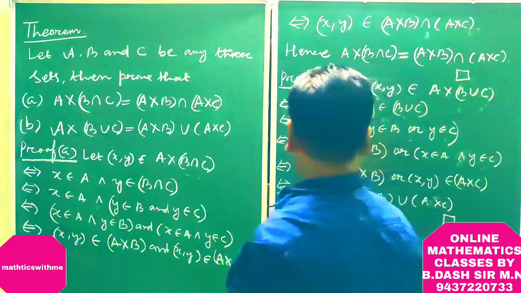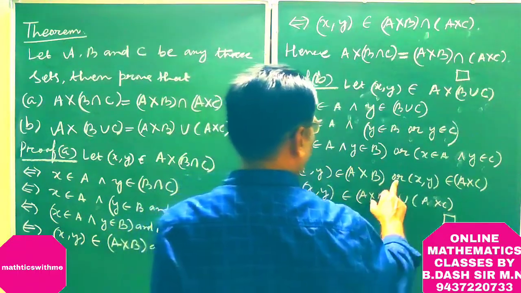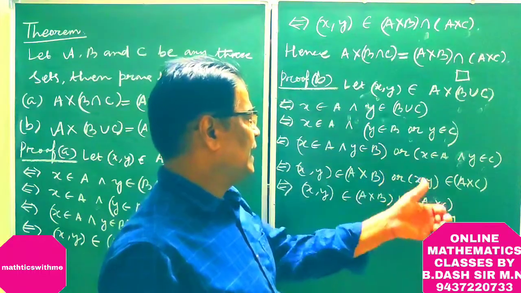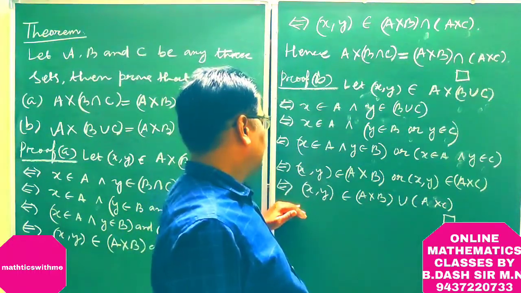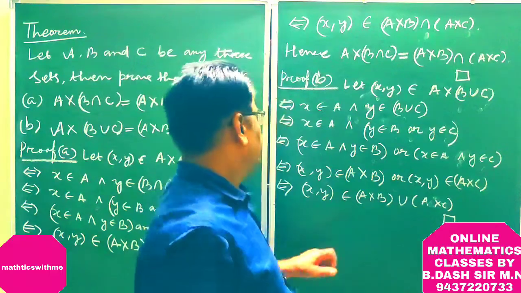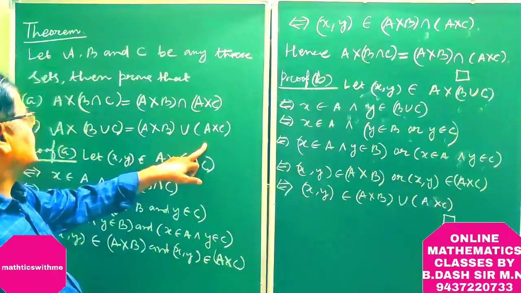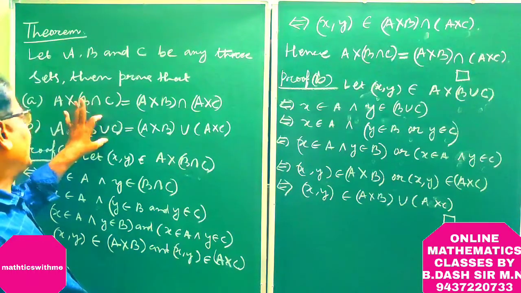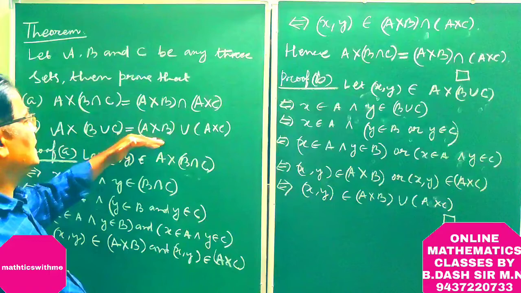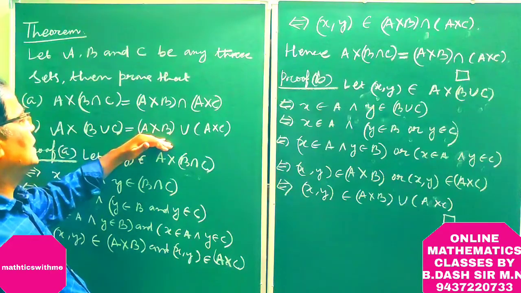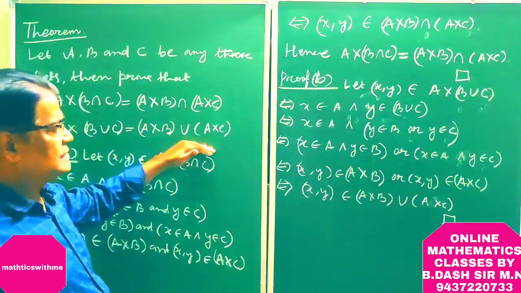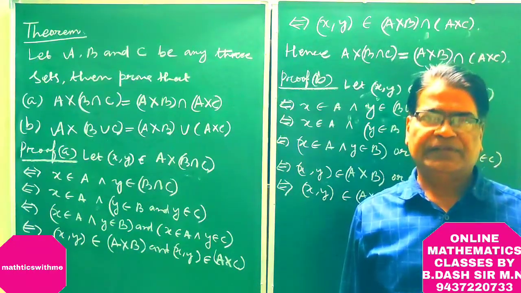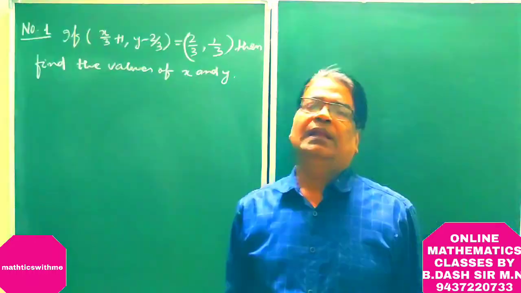Now (x, y), the ordered pair, belongs to A cross B, or (x, y), the ordered pair, belongs to A cross C. Finally, the ordered pair belongs to (A cross B) union (A cross C). So we started with the element, the ordered pair (x, y) belongs to A cross (B union C), and that also belongs to (A cross B) union (A cross C). Now this theorem is proved.